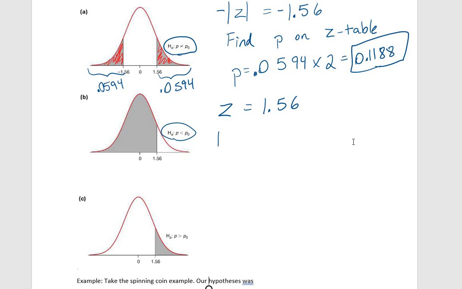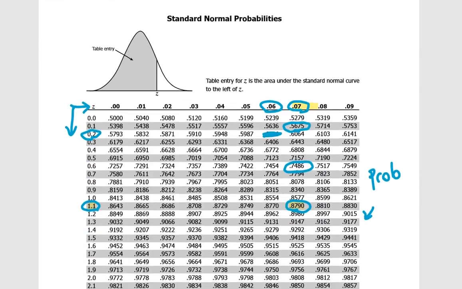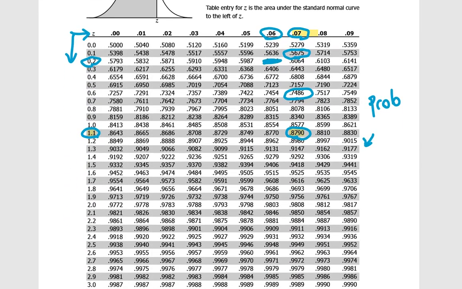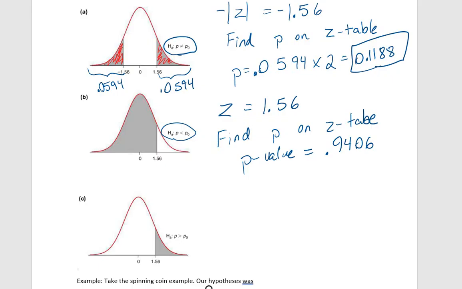Then what we need to do is find p on the z-score table. So if we find p on the z-score table, remember that's positive 1.56. All right, so just a reminder, on the last one, you're going to take the negative z-score. So if it's positive, make it negative. If it's negative, leave it alone. Find the p-value, and then multiply it by 2. On this one, you're just going to use the same z-score, find it on your z-table, and then that's going to be your p-value.